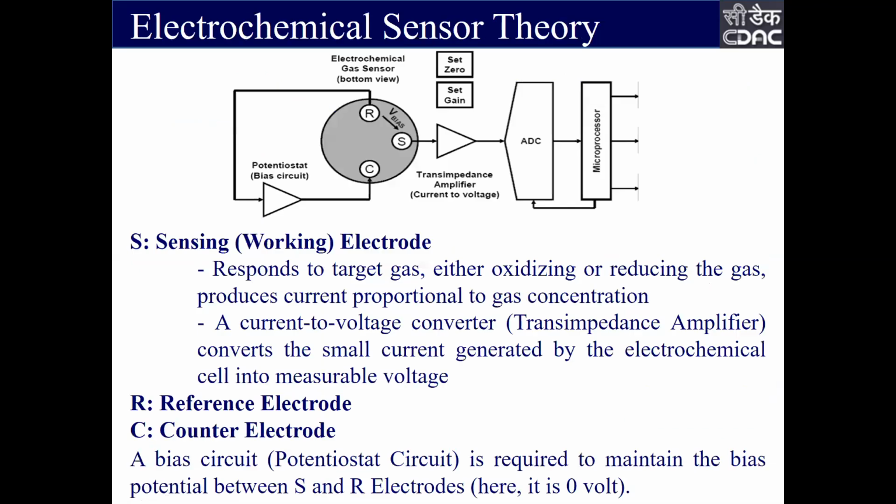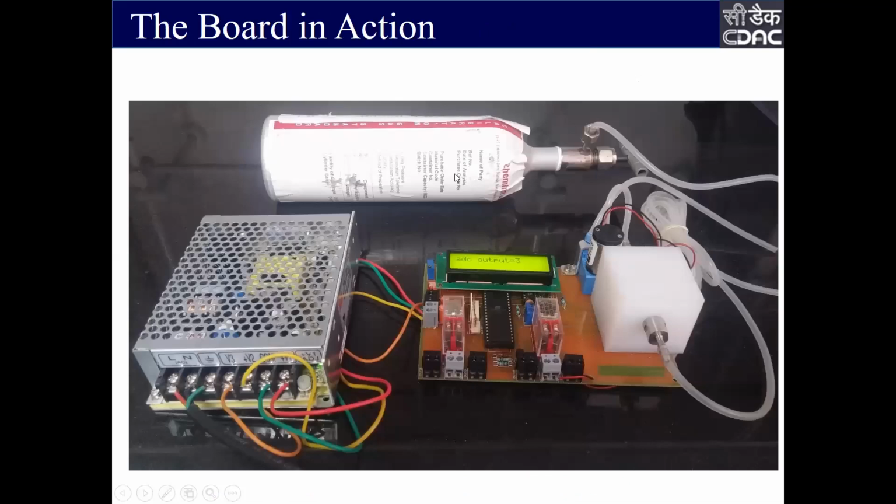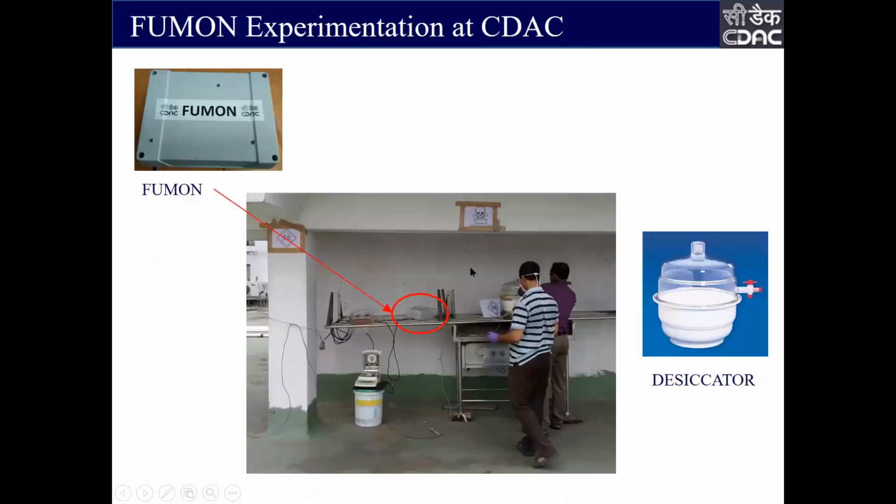Oh, okay, ma'am. So this is the basic potentiostat circuit, and we have sensing, reference, and counter electrode, and this is the basic circuit. This is the inside lab testing, and this is the outdoor testing that was carried out.